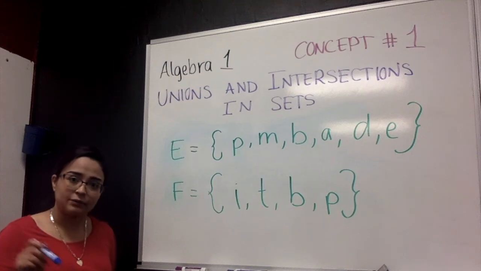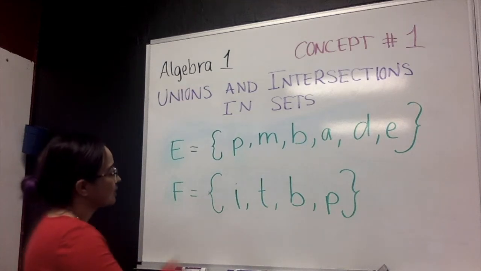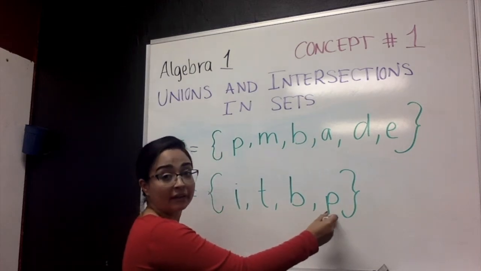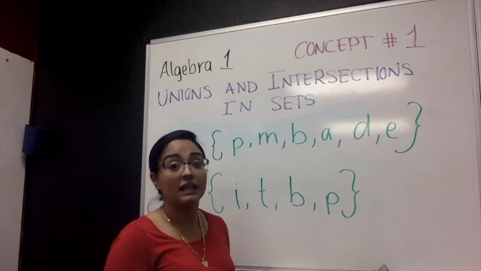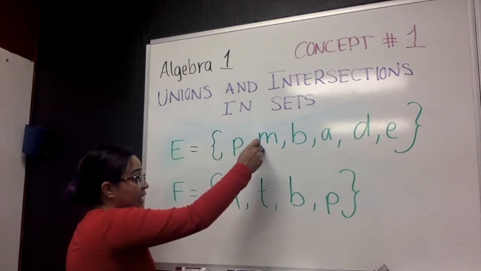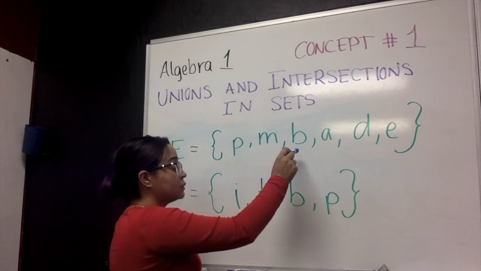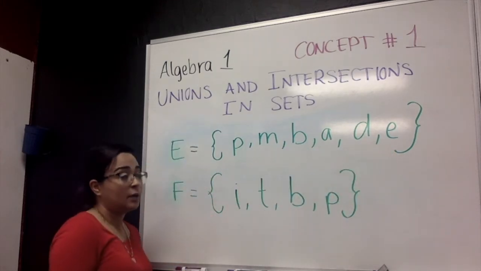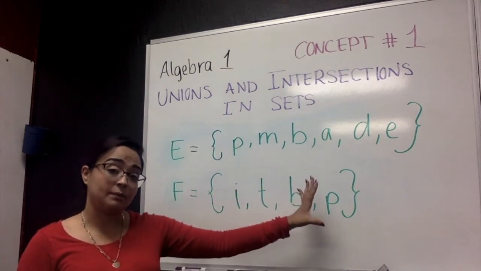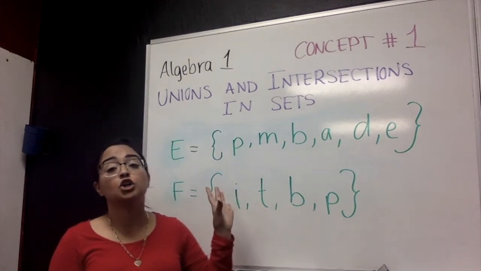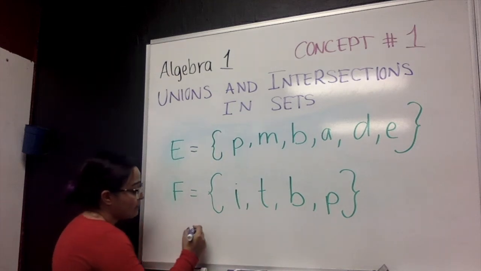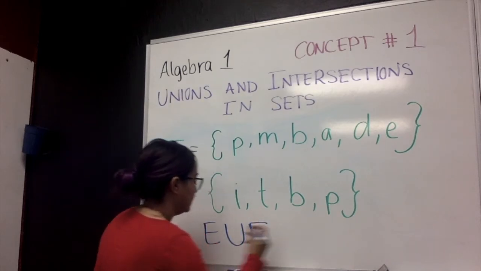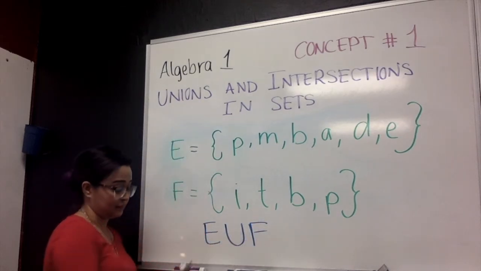Now, process of elimination, right? Here we have a P. Do we have a P down here? Yes, we do. This is already looking like an intersection, right? Do we have an M down here? No, we don't. But we do have a B on both. The rest of the letters do not match. But since we do have that in common, this would be considered a union. So that, my friends, will be written like this. The E set is a union with the F set.